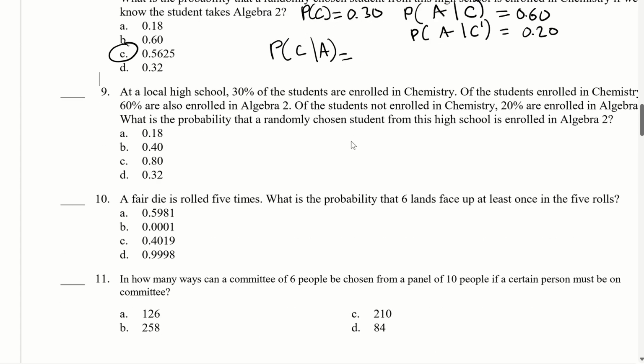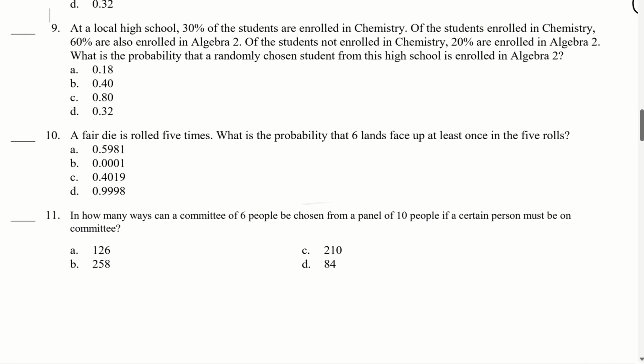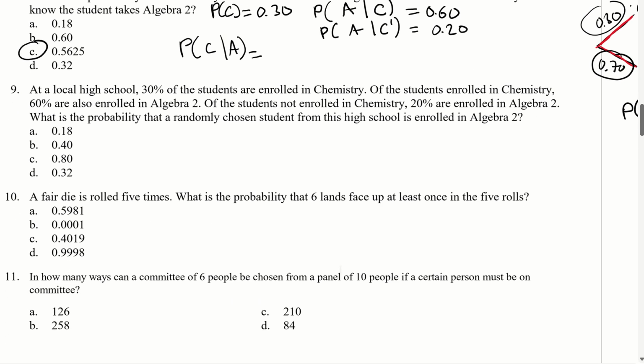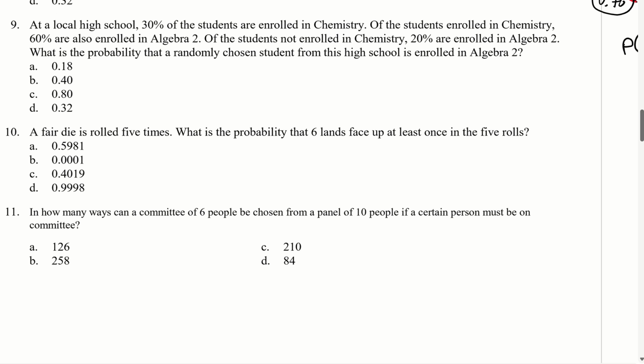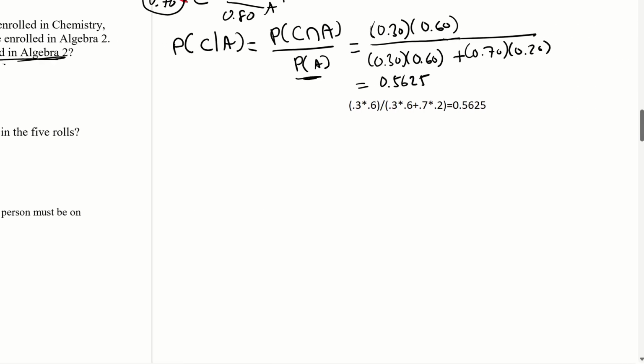Okay. All right, so number 9, at a local high school, 30% of the students are enrolled in chemistry. Okay, so this is the same setup, but it says, what is the probability that a randomly chosen student from this high school is enrolled in algebra 2? So the probability of algebra 2, but that's this right here, right? We just calculated that. That's this bottom part.